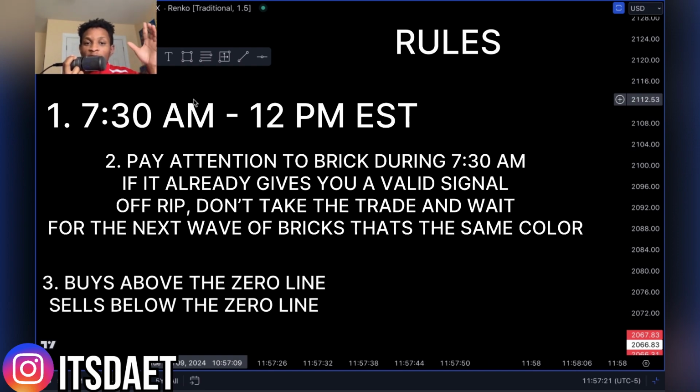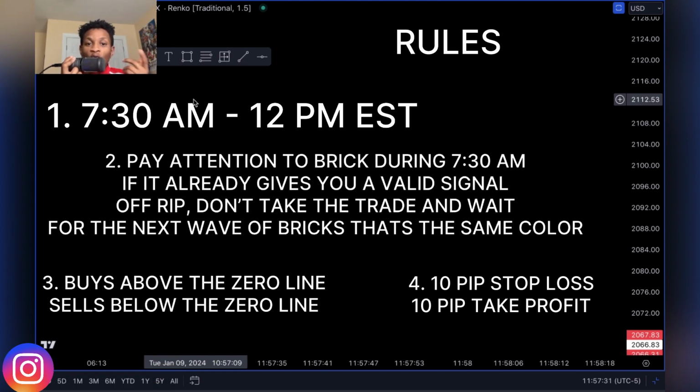Number 3, the zero line on the indicator from Lazy Bear. Make sure if you're looking for buys, it's above the zero line. If you're looking for sells, it's below the zero line. Step 4, a 10 pip stop loss and a 10 pip TP.